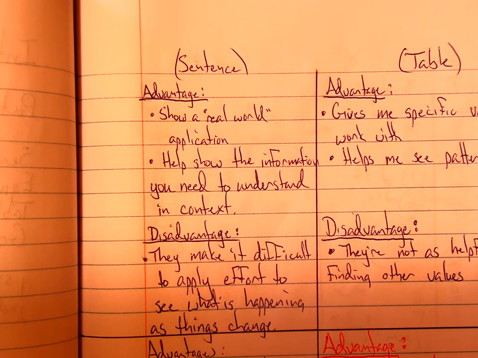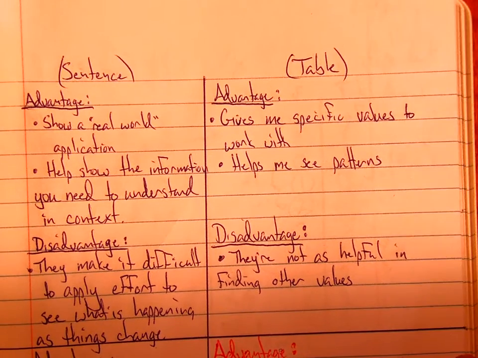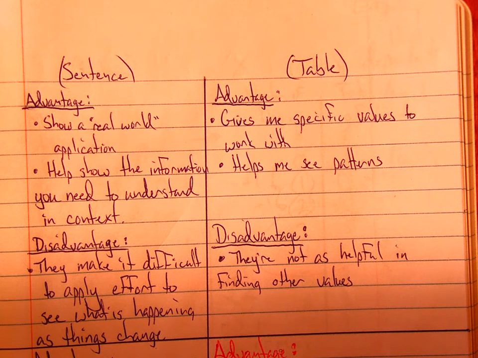Tables or charts. They give me specific values to work with, and they can help me see patterns, but they're not that helpful in finding the other values, especially the values in between, like fractions, decimals, percents. It's hard to find those from just a few concrete examples. It's hard to know how to calculate from them.